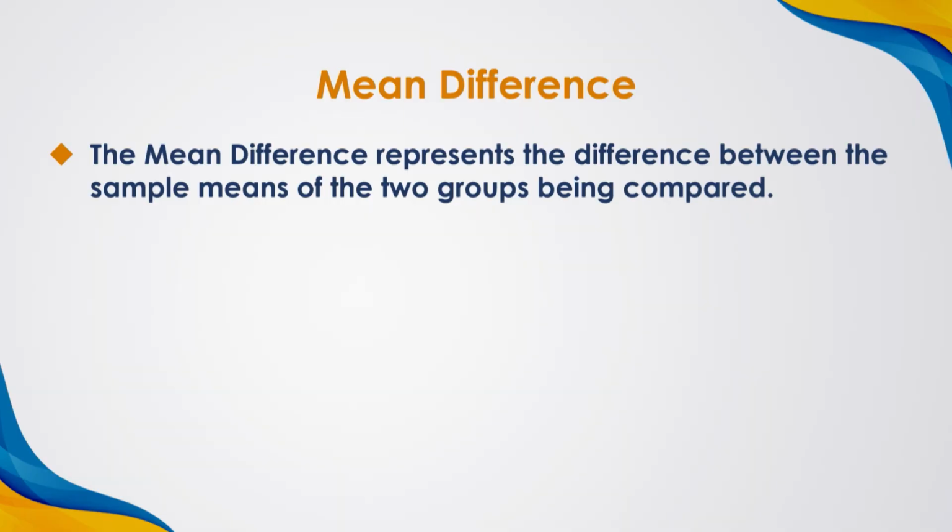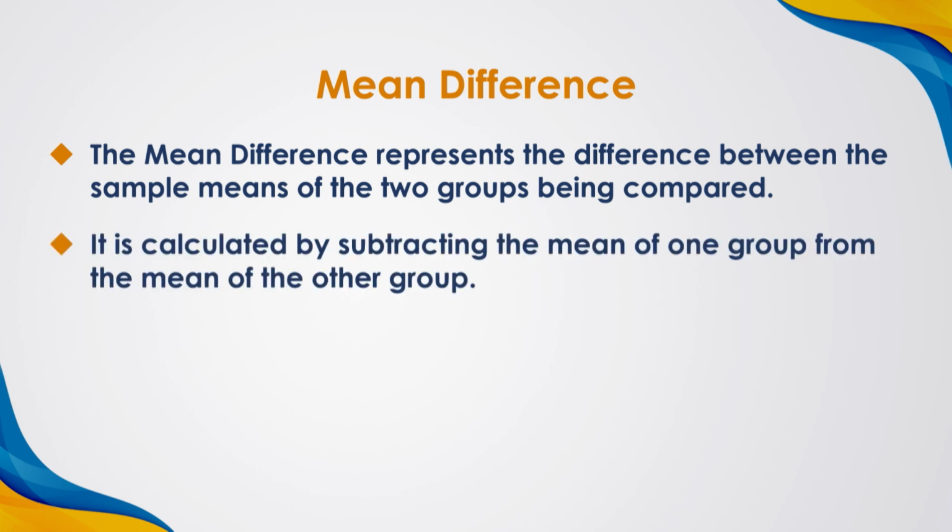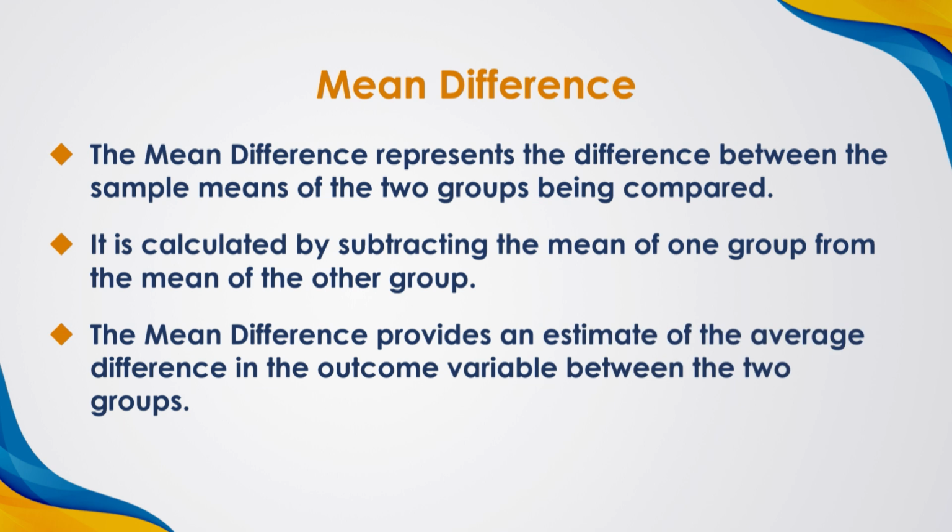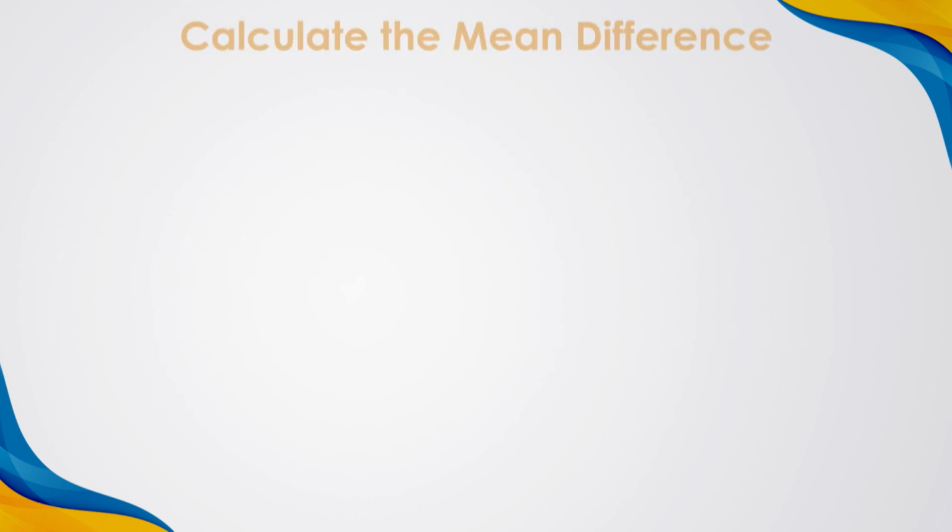We can define mean difference. The mean difference represents the difference between the sample means of the two groups being compared. It is calculated by subtracting the mean of one group from the mean of the other group. The mean difference provides an estimate of the average difference in the outcome variable between the two groups.